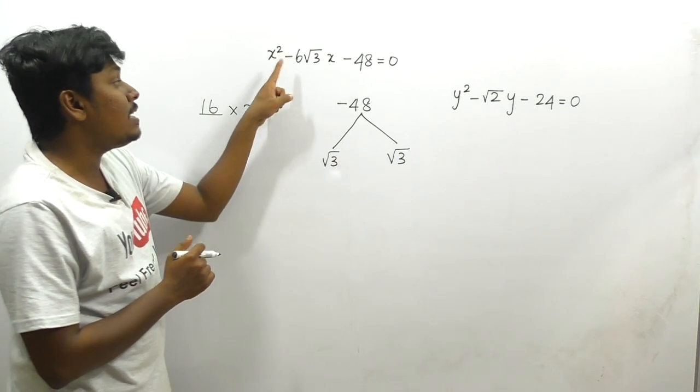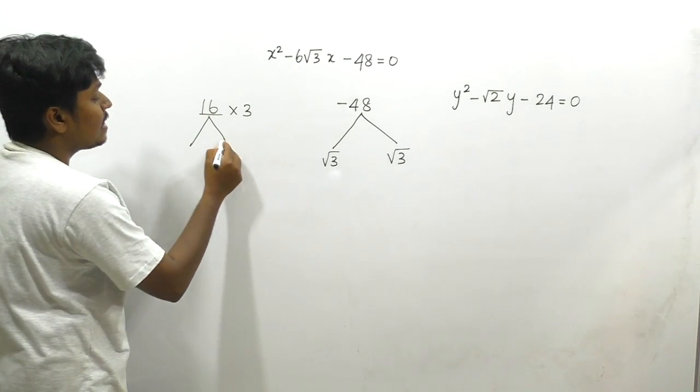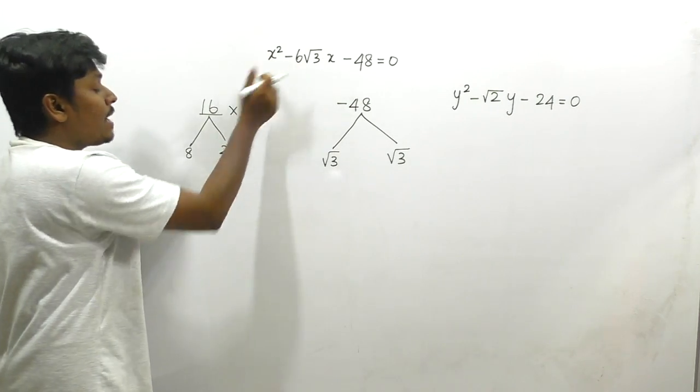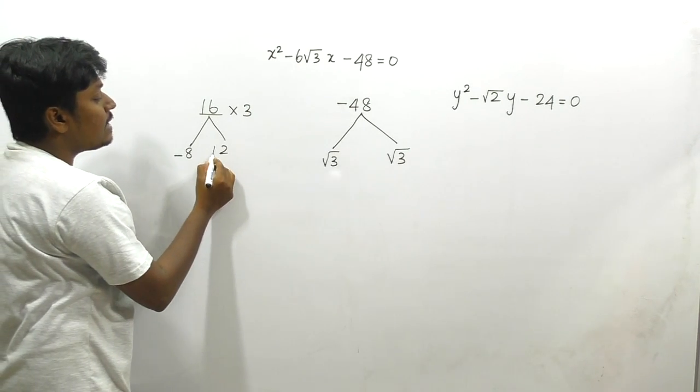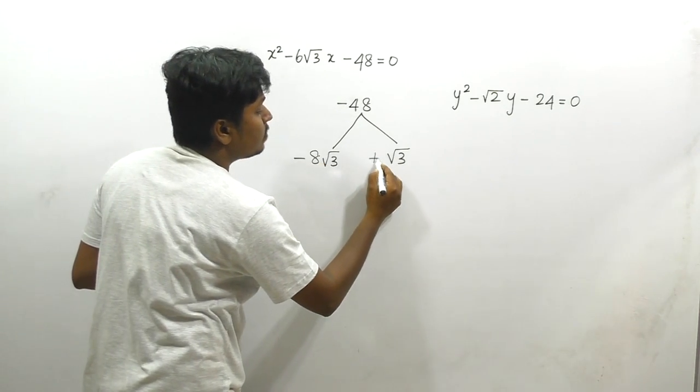Now step number 3, look at the number here, friends. Here it is minus 6. So I can write this as 8 into 2. 8 into 2 is 16. In order to bring minus 6, I can say minus 8 plus 2. So I am going to write minus 8 and plus 2.